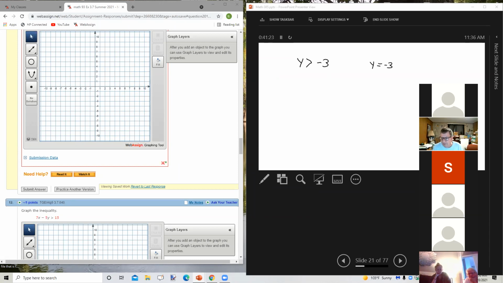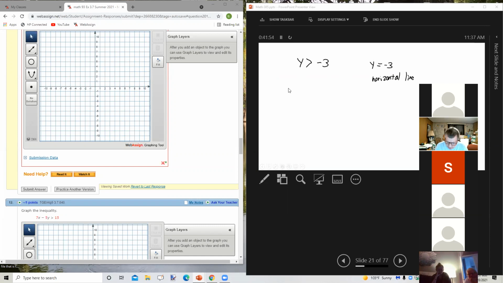Recall from graphing in the past, whether it was last quarter or 20 years ago, who knows? Y equals a constant is the graph of an equation that is a horizontal line. So this is going to be a horizontal line passing through y equals -3. Okay.